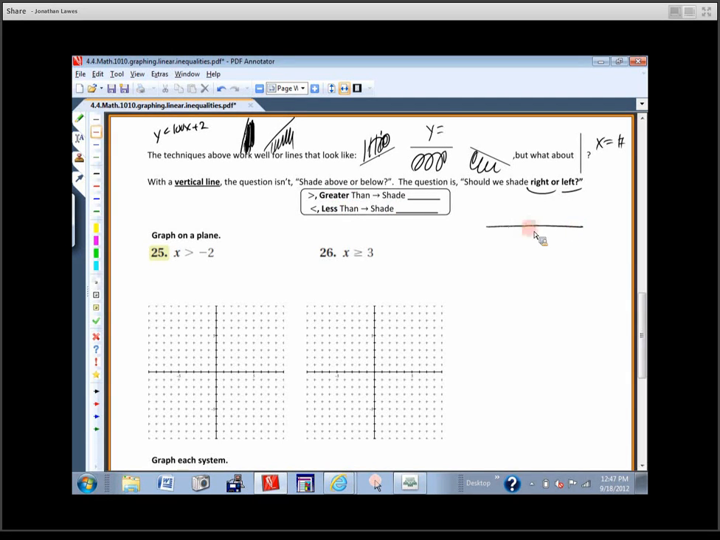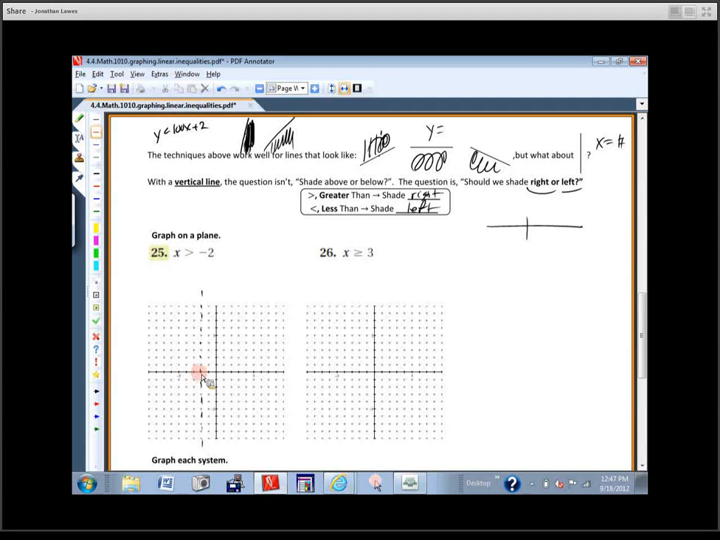Yeah, because if we're thinking about the x-axis, the greater side is on the right, and the less than side is on the left. So if I have this one right here, I'm going to graph this like I would x equals negative 2. So negative 2 on the x-axis, go as far up and as far down as you want. Solid or dotted? Dotted.